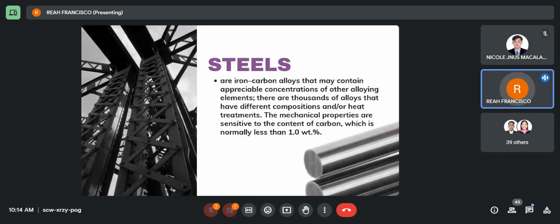Katulad nga po nung nakita nyo sa diagram kanina, ferrous alloy is divided into two sections, which is cast iron and steels. And steels are iron-carbon alloys that may contain appreciable concentrations of other alloying elements. There are thousands of alloys that have different compositions and or heat treatments. The mechanical properties are sensitive to the content of carbon, which is normally less than 1.0%. Meaning po, ang steels po ay very sensitive sa content of carbon or highly dependent po sa content ng carbon.